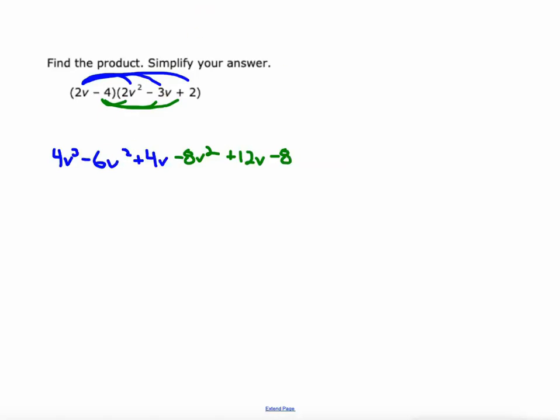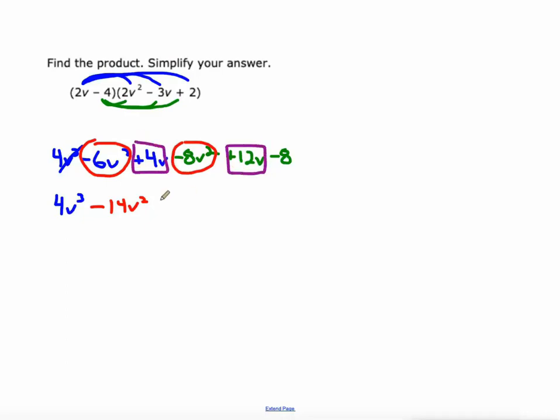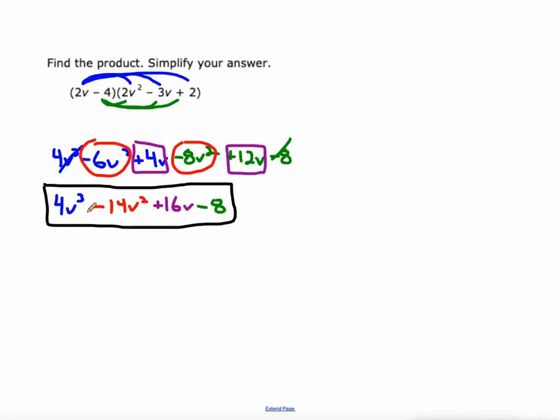Then we can combine like terms here. So we got 4v cubed, which can't be combined with anything. I do see a negative 6v squared and a negative 8v squared, which is negative 14v squared. I see 4v and 12v, which makes 16v. And then the constant, we call this, of negative 8. I'll just throw that on the end. And there's our answer, 4v cubed minus 14v squared plus 16v minus 8.